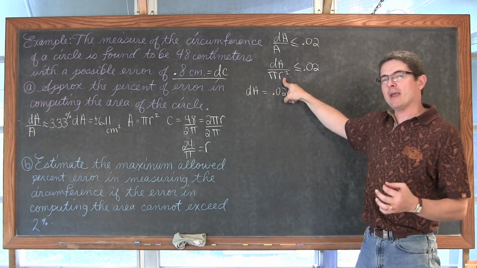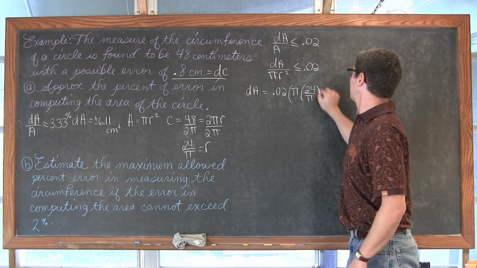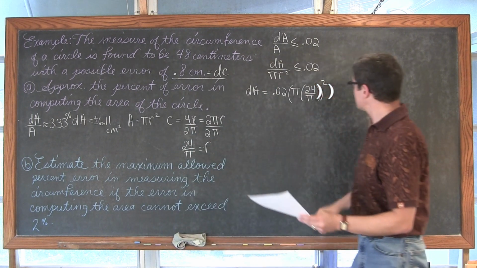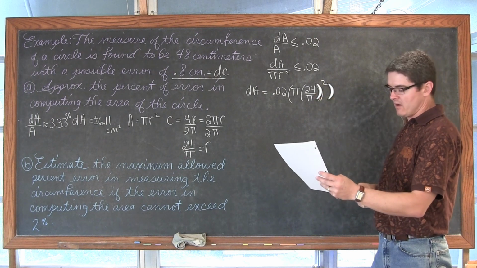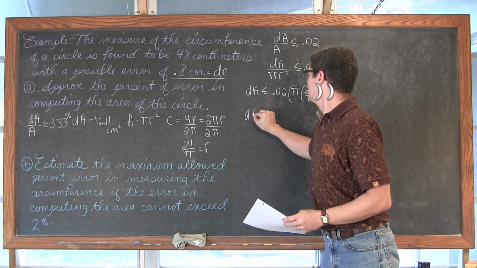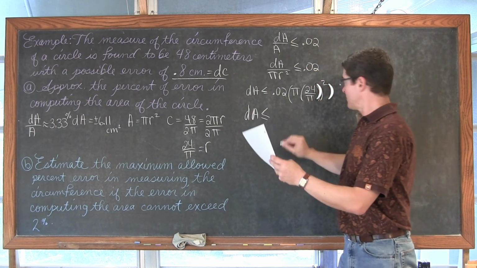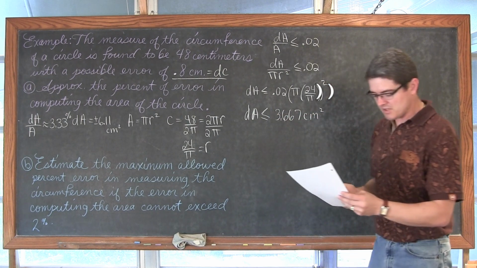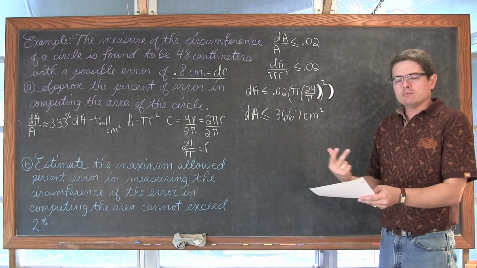Now our radius, remember, was 24 over pi, squared, and right off the top of my head, 0.02 times pi times (24 over pi) squared comes out to be approximately, less than or equal to, a decimal version of that is 3.667 square centimeters. Okay, now we got dA. All right, well, what does that mean?